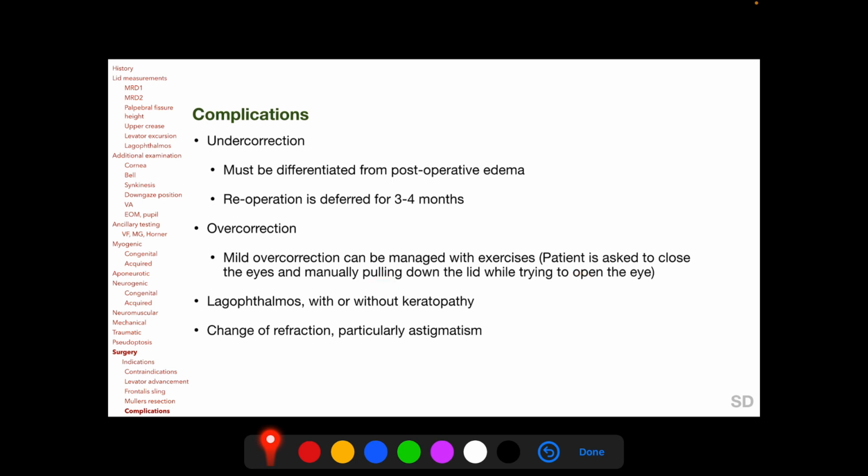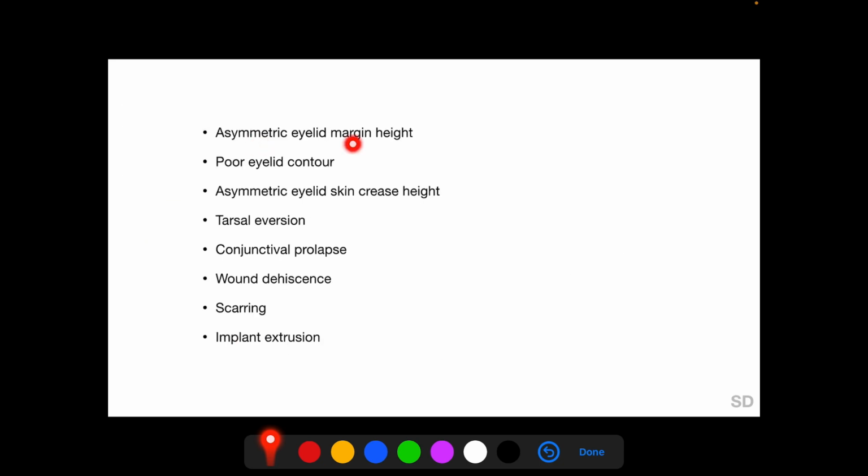Other complications of ptosis correction surgery include lagophthalmos with or without keratopathy, change of refraction, particularly change of astigmatism, asymmetric eyelid margin height, poor eyelid contour, asymmetric eyelid skin crease height, tarsal eversion, conjunctival prolapse, wound dehiscence, scarring, and implant extrusion in case of frontalis sling procedure.